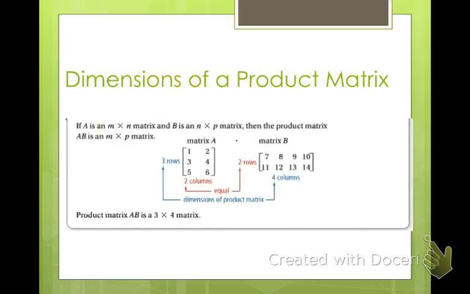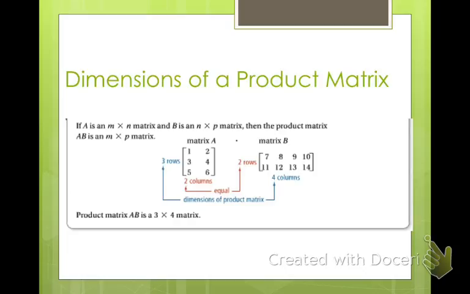Alright, and then to find the dimensions of a product matrix, if you have two matrices that are different sizes, you might still be able to multiply them. You just have to make sure that your across is the same as your up and down. Your across on your first one is the same as your up and down on the second one. And then when you multiply them, your different dimensions are going to be your new dimensions.